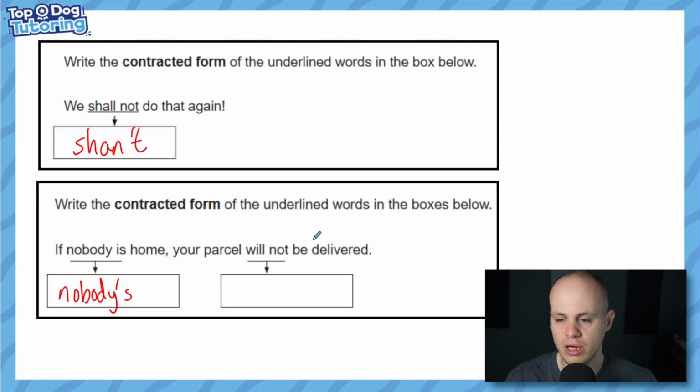Your parcel will not. We've got another abstract one here because it's not willn't. I wish it was willn't. I feel like willn't is a really cool word. It sounds like very old English. The abstract contraction for will not is won't. So there we go. I've picked the two abstract ones. They might come up in this year's GPS. Who knows? But I shan't be surprised if they pick something as difficult.